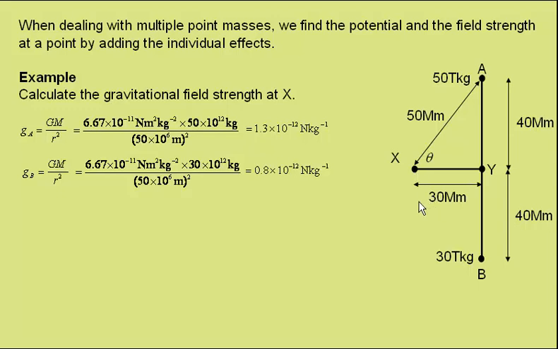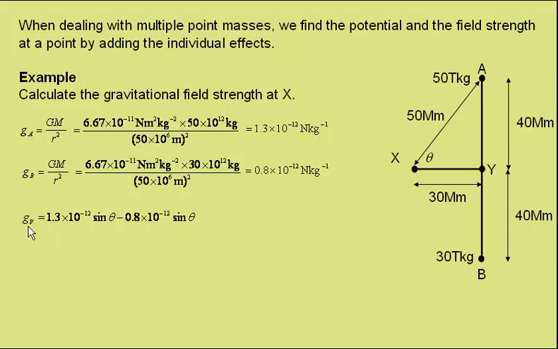If I find the vertical and horizontal components of the fields at this point, I can from that work out the resultant. The vertical component of A is going to be up, and that of B will be down, so I need to take away the field due to B from that of A. They oppose each other. I can find the vertical components by multiplying the actual field strength found here and here by the sine of angle theta here. That's what I've done here.